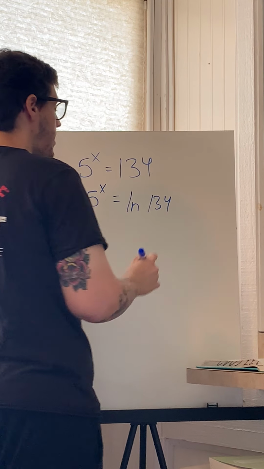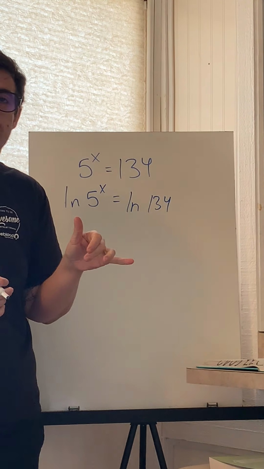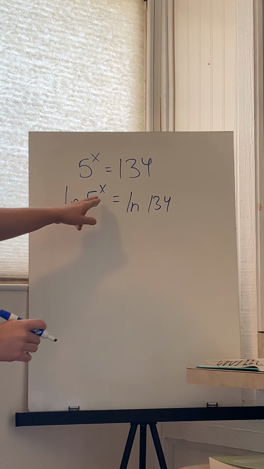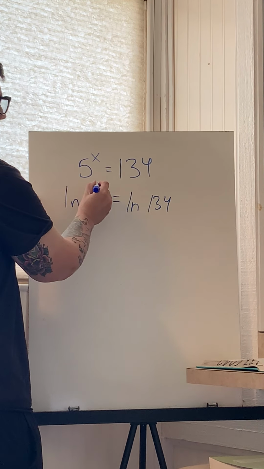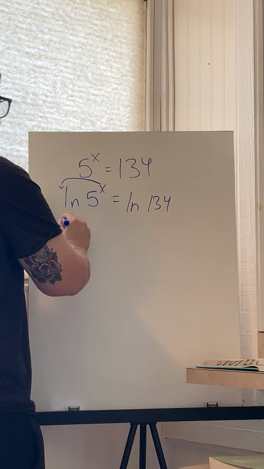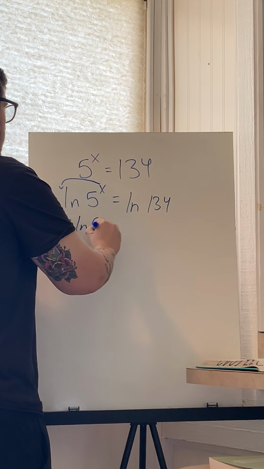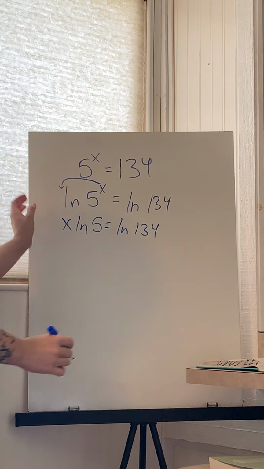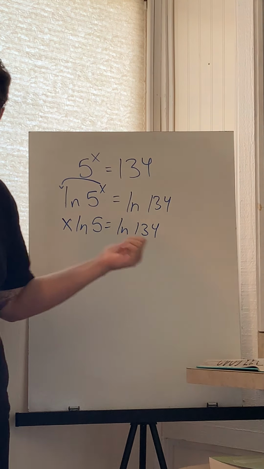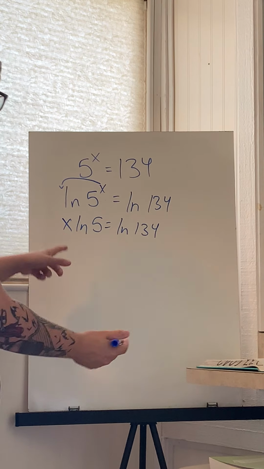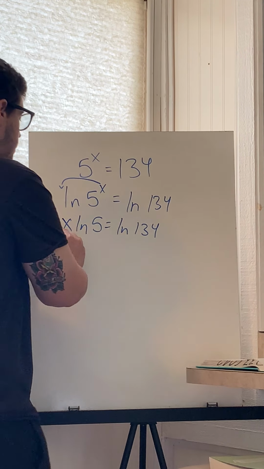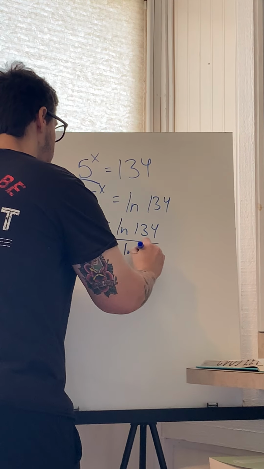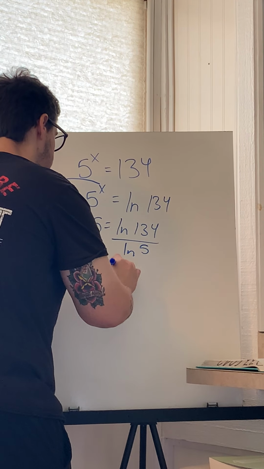Remember, that is just an operation. So you can do that to both sides of an equation as long as you do it to both sides of an equation. Now that it's written this way, we can use our power rule, whereas the exponent comes to the front. And once it's in this form, it's really, really simple. To get x by itself, we just divide both sides by the natural log of 5. And that gives us this.